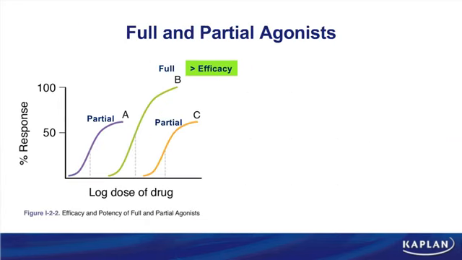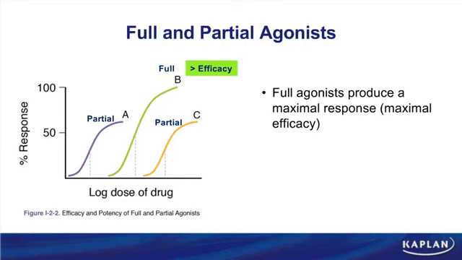Now we're going to explore the concept of full and partial agonist. We use the term full agonist to describe an agonist that reaches its maximum response. If you're plotting it on a percent scale like you see in this graph, if the agonist curve reaches 100%, as we see with drug B, it would be a full agonist.